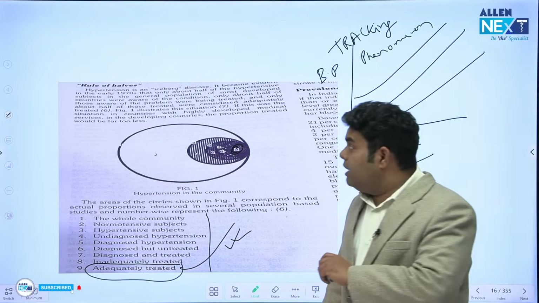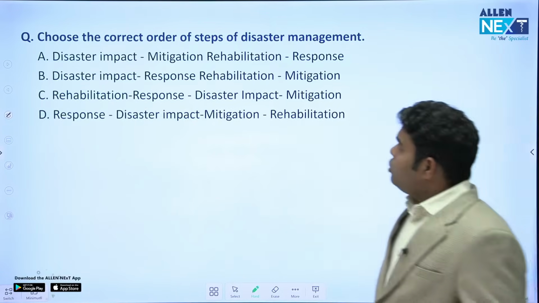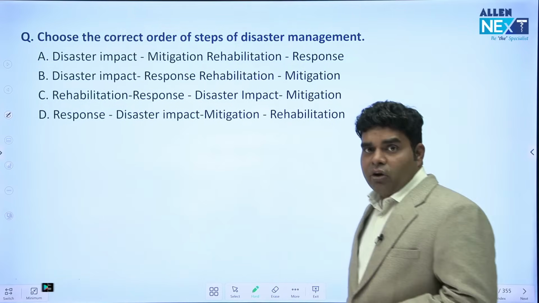Chalo. Now, let's move ahead. Let's do some question now directly. Choose the correct order of steps of disaster management. Let's see whether you can answer it or not.